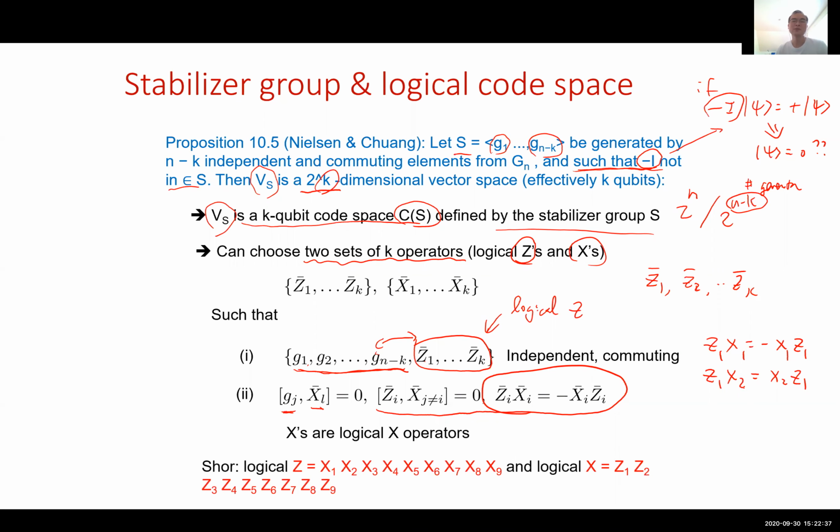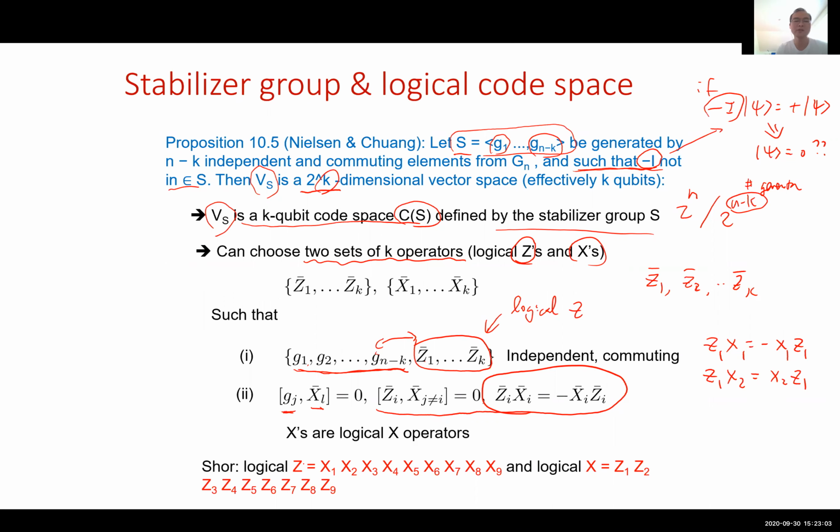Okay, so this basically is a theory proposition that says that if you look at the stabilizer formalism, it's a guarantee that you can find logical operators X and Z. So that's it. We are not proving anything here, but we give you an example of Shor's.